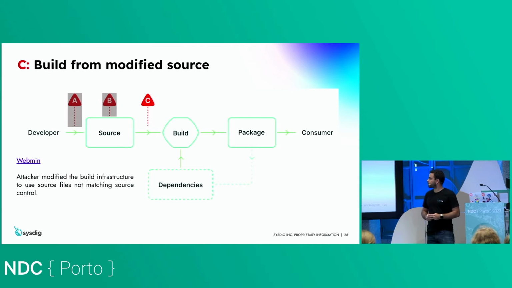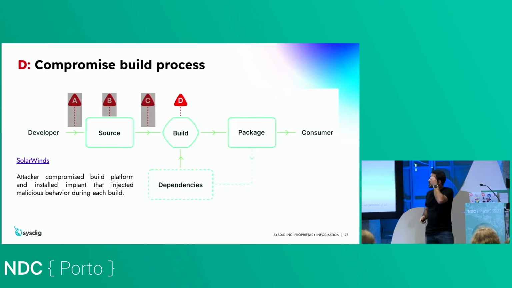Going to the build, so from source to build, an attacker modified the build infrastructure. Somehow they got access to the build infrastructure, probably through leaked credentials here. And they used source files that were actually not matching. So the build infrastructure, instead of getting source files only from here, was also bringing source files from another source with malicious code in it. How can we audit that? How can we make sure that the build process is not getting stuff from other places?